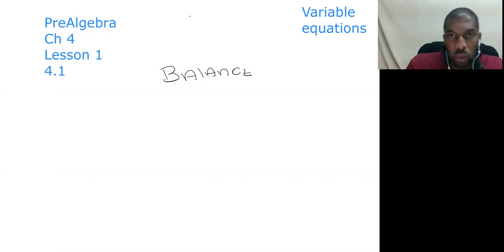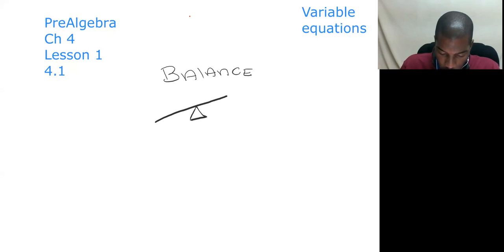When we think about balance, we might think about balancing on a skateboard or on a high beam, sometimes even a seesaw. We don't see those too often anymore. But the basic idea is to achieve perfect balance. Whatever is on one side must also be on the other.